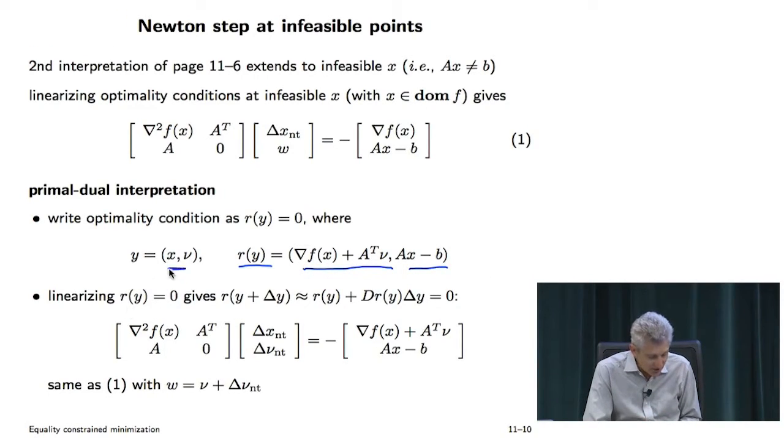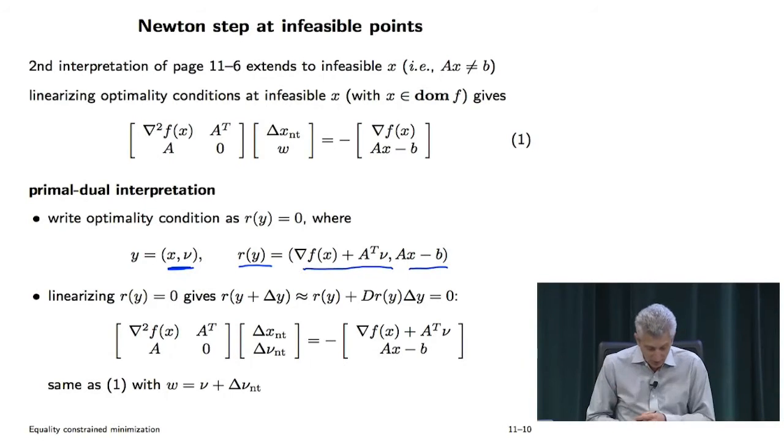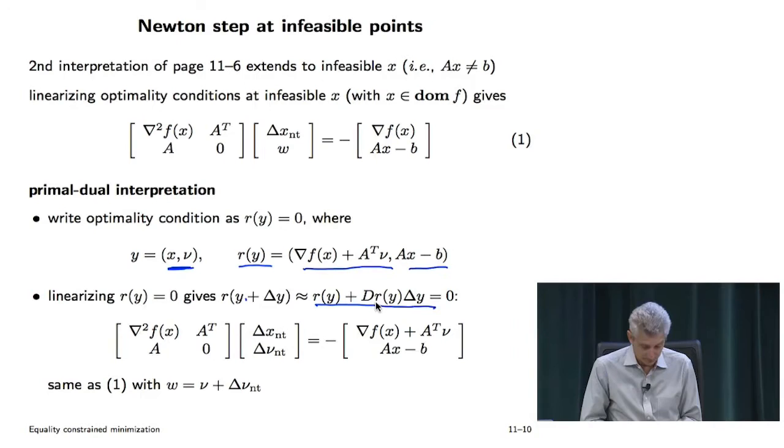y is going to be a primal dual variable. It's going to be a pair consisting of a primal variable and a dual variable. And what we're going to do is this. I want R of y to be 0, so I'll imagine that I'm going to go y plus delta y. That's going to be my step. And what I would like is I want that to be 0. But that is equal to, I mean, the linear approximation of R is affine, but people call it linear, R of y plus Dr, that's the derivative, or Jacobian, multiplied by delta y. Dr is exactly that.